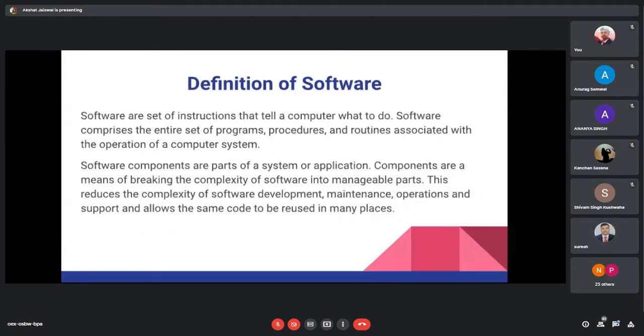Definition of software. Software is the set of instructions that tells a computer what to do. Software comprises the entire set of programs, procedures, and routines associated with the operation of computer systems. The software components are part of the computer system. Computer application components are means of breaking the complexity of the software into manageable parts. This reduces the complexity of software development, maintenance, operation, and support, and allows the same code to be reused in many parts. There are mainly five components of software.